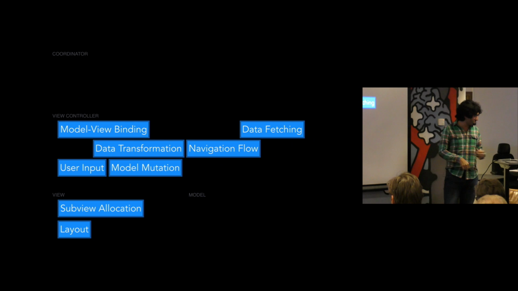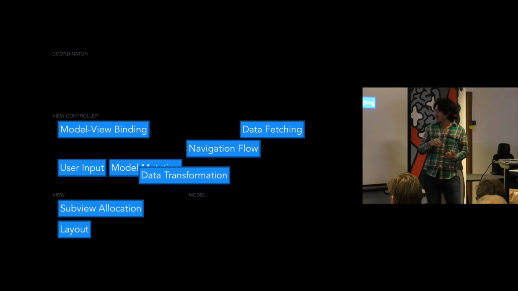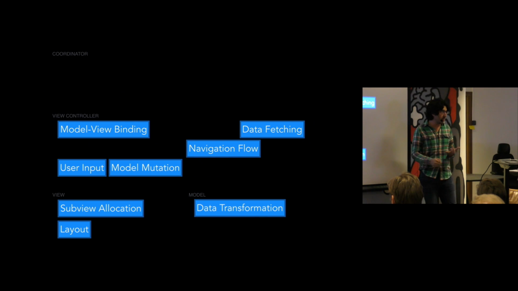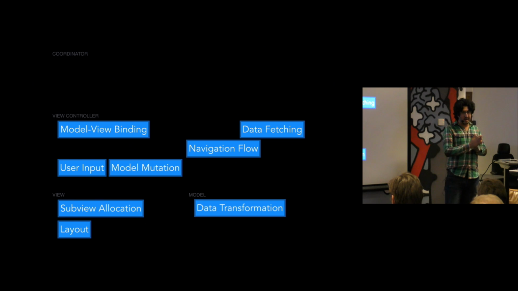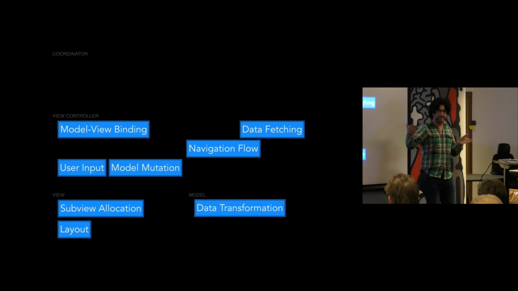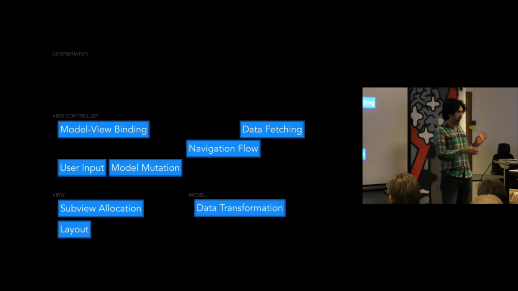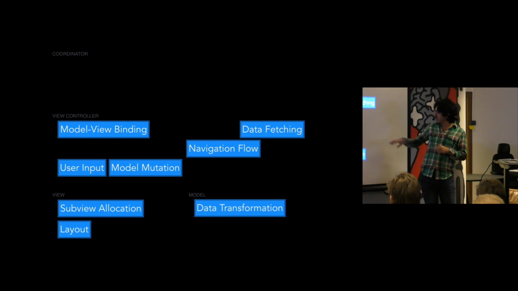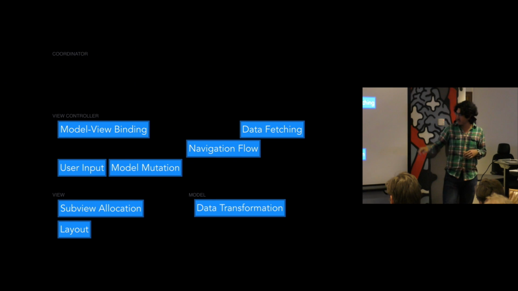Data transformation goes into the model. This is any presenters you have. You might call them view models. If you have, let's say, an array of followers, and you need to make a nice string for presentation like, Soroush and 3 other people follow you, you can use that. So that code all goes down into the model.